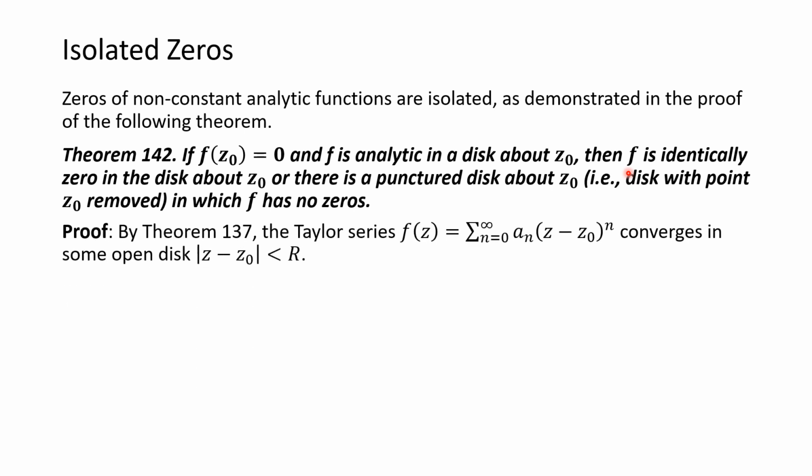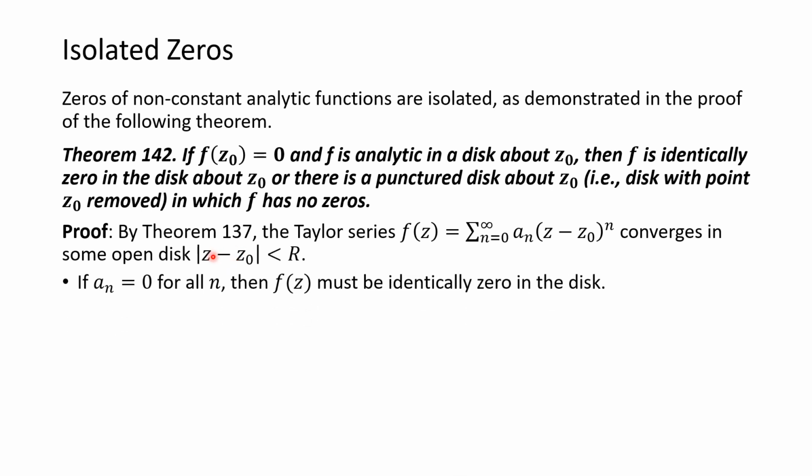So let's prove this. If f is analytic, then by theorem 137 from the previous lesson there's a Taylor series representation given by this representation here within some disk about z sub 0. We have two cases. If all the a sub n's equal 0, then of course f of z equals 0, and that's the first possibility in our theorem.